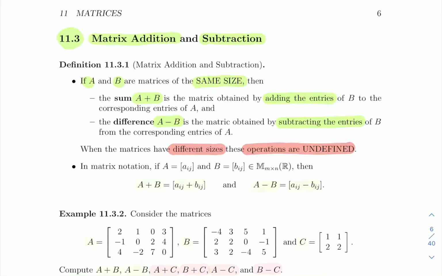Okay, so in matrix notation, you can simply say that for the matrix A plus B, the element on the ith row, jth column of the sum is Aij plus Bij, and the entry of the difference, A minus B, on the ith row, jth column is simply Aij minus Bij. So let's go and look at an example.